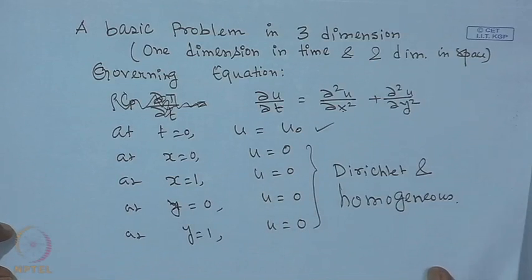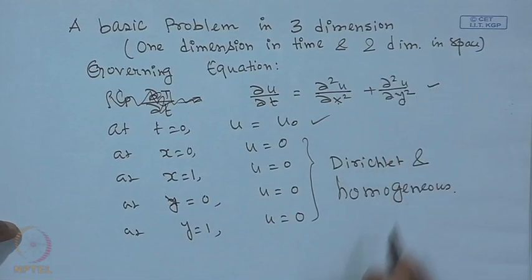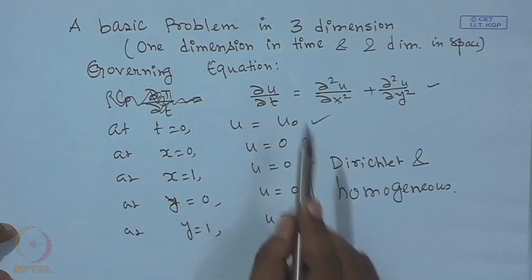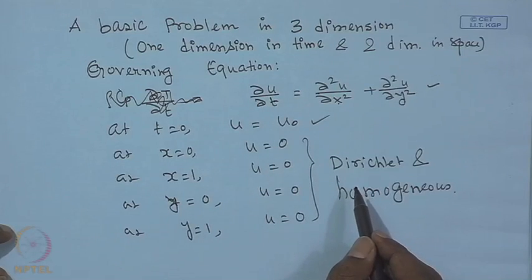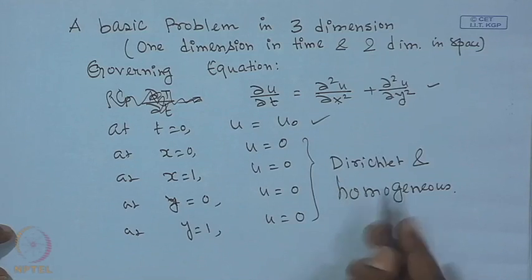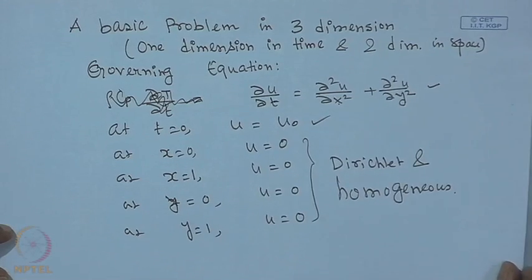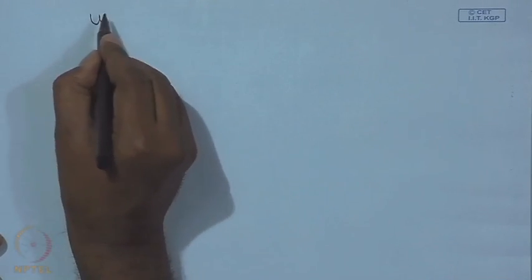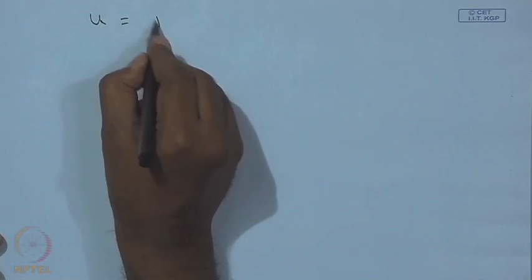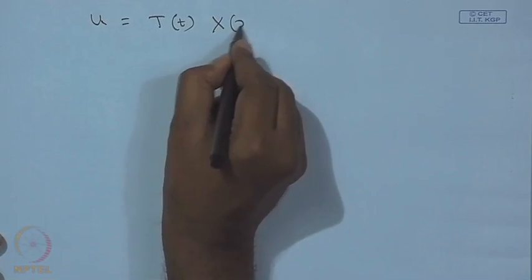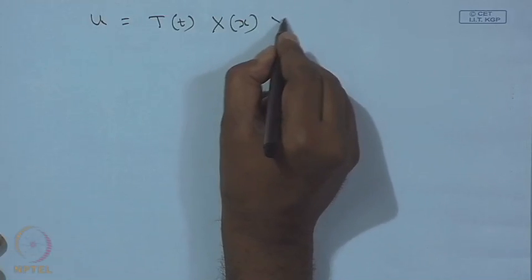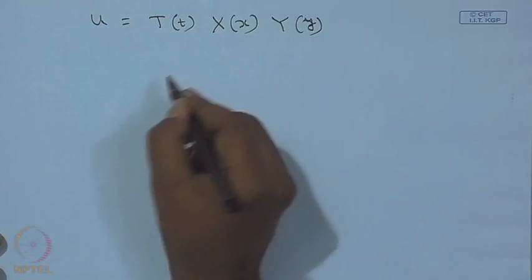Now, since this operator is a linear operator, again we can use the separation of variable type of method. We assume that solution of u is composed of 3 parts. It is a multiplication or product of 3 quantities. One is function of time alone, another is a function of x alone, another is a function of y alone. That is the case, then we consider that u is equal to T, function of time, capital X, which is a function of x only, capital Y, which is a function of small y only.